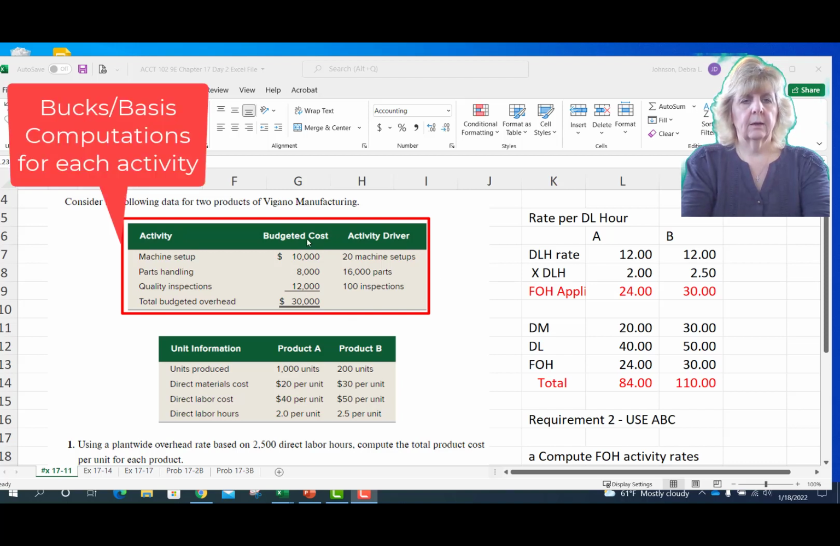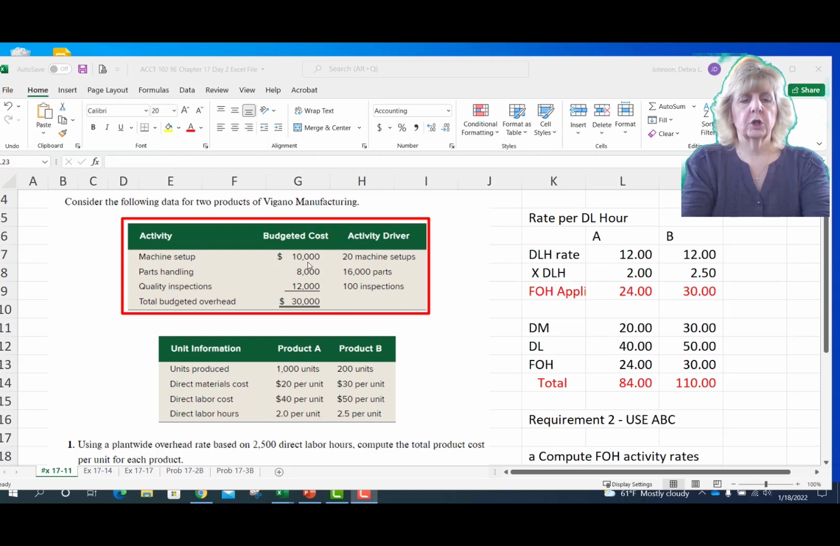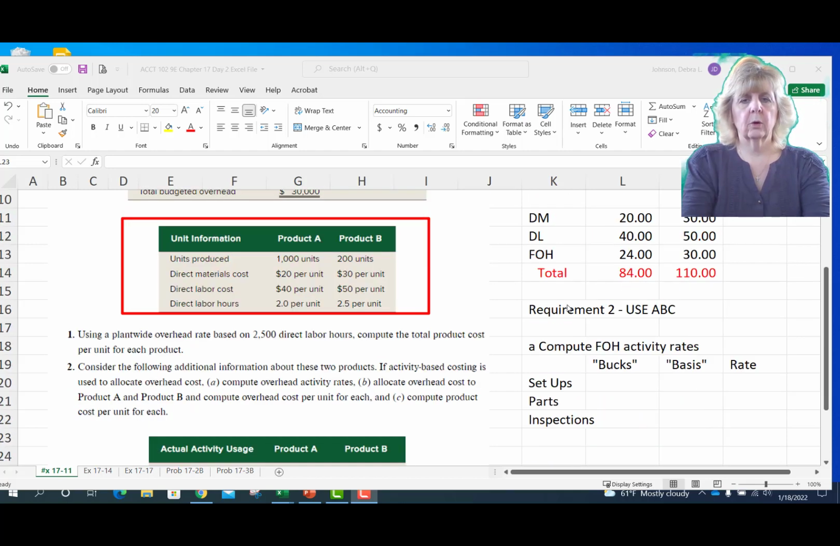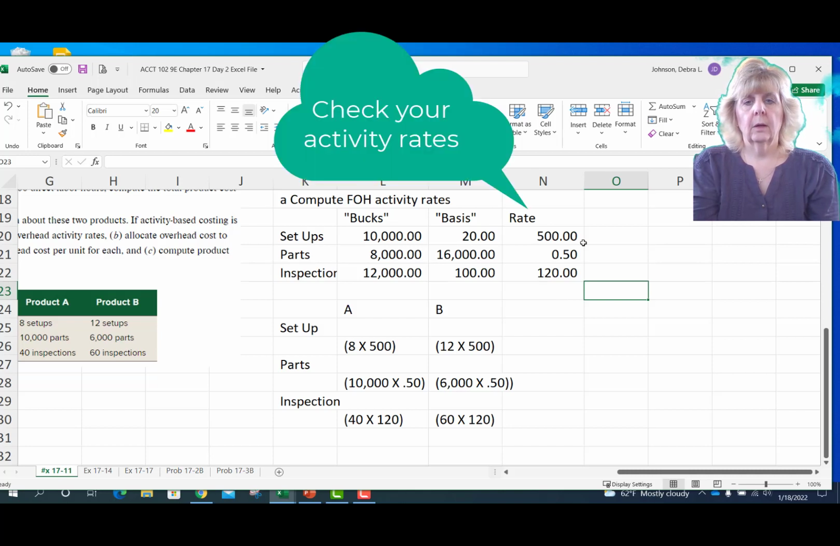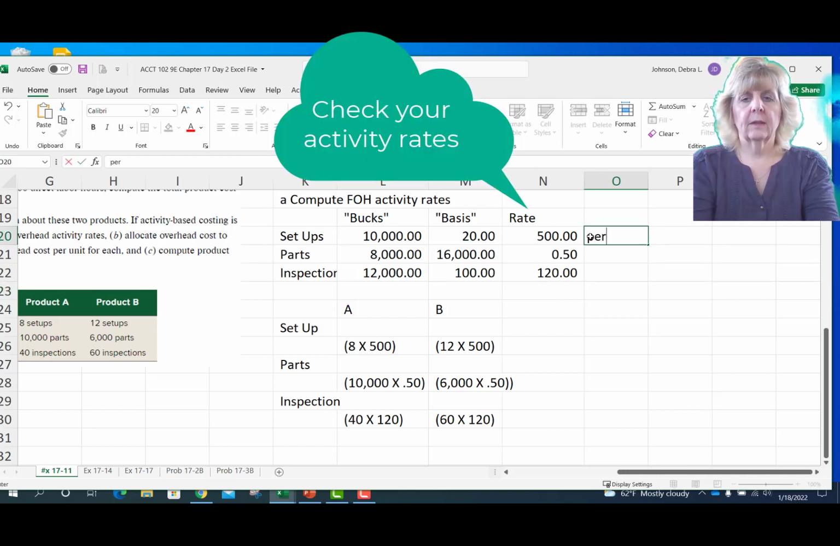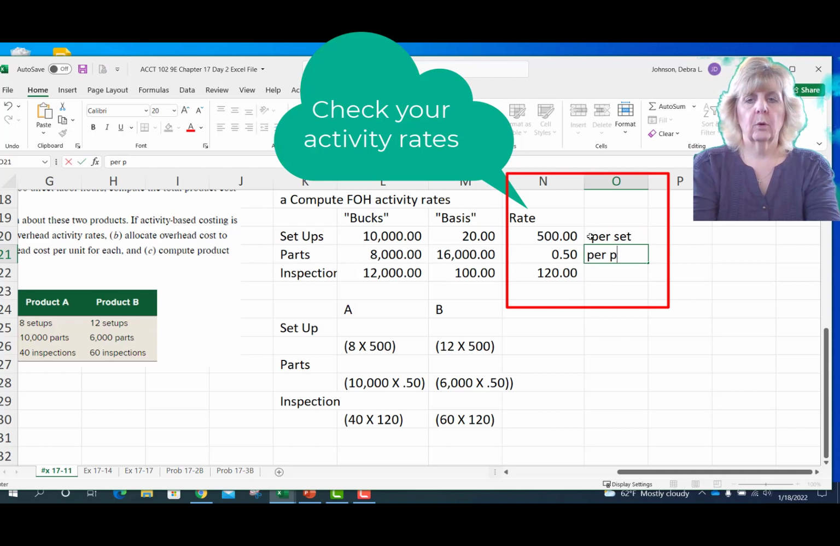So we're going to take three cost pools, the one for machine setup, parts handling, and quality inspections, and we will divide by the number of setups. This would be throughout the manufacturing company. They gave us those, so we'll calculate the rate per activity driver. So the rates per activity are shown here. And you may want to remind yourself that that is per setup and per part and per inspection.